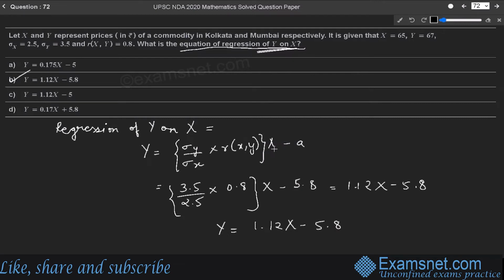See, it was a very simple question. The only main part in this question was this formula for regression.